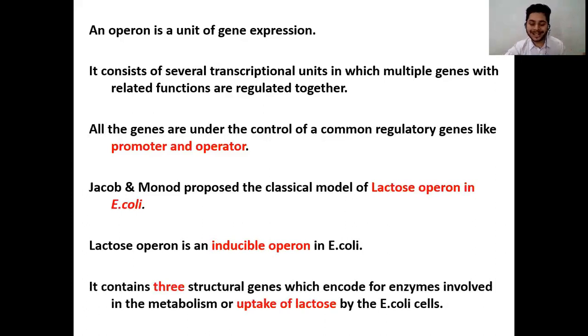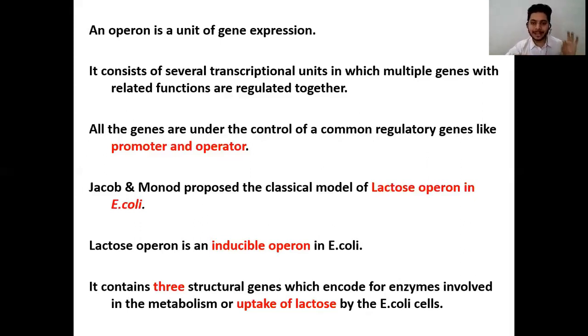Now let us understand the structure of this lactose operon. Within the lactose operon, remember, you have three structural genes. These three structural genes play a very important role in lactose operon. How? When these structural genes are expressed in presence of lactose, they are going to produce three important enzymes. So three genes will produce three important enzymes.